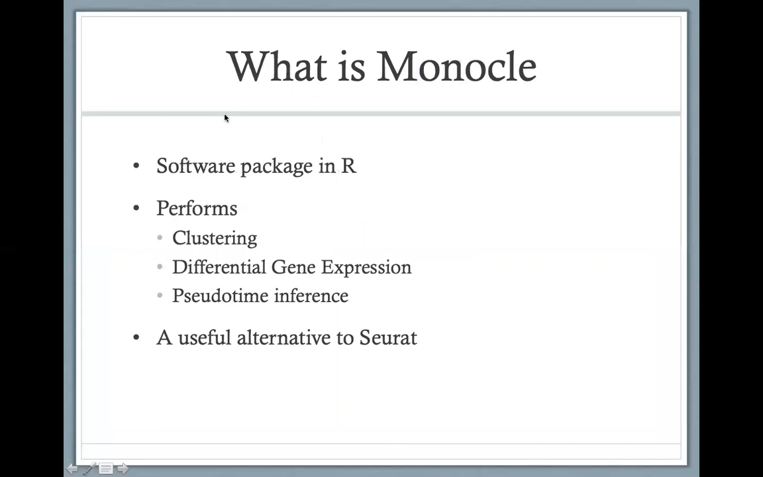So what is Monocle? Put simply, it is an R package, and it is used to do multiple tasks related to single-cell RNA sequencing data. These tasks include clustering, differential gene expression, and probably most importantly, pseudotime inference. One other useful takeaway from this is you can actually use Monocle to do a lot of the same processes that you can use Seurat. So it's really preference for some of these things like clustering and differential gene expression, which one you want to use.